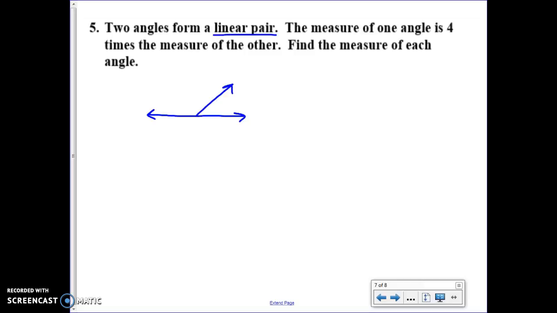Well, when I don't know something, I usually give it a variable. So I'm going to say this is x. I don't know that. This is 4 times that angle, or 4x. We know that linear pairs add up to 180 degrees. So I can take these two angles and use my angle addition postulate and say 4x plus x equals 180. So that's 4x plus 1x, or 5x, equals 180. Divide by 5 on both sides. So when I divide by 5, I get that x is 36.